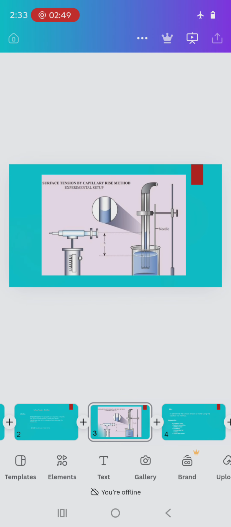Next, this diagram represents the surface tension by capillary rise method. This is the first experiment. The first experiment is surface tension by capillary rise method. First, what is surface tension? What is the formula for surface tension? The surface tension formula is force per length.